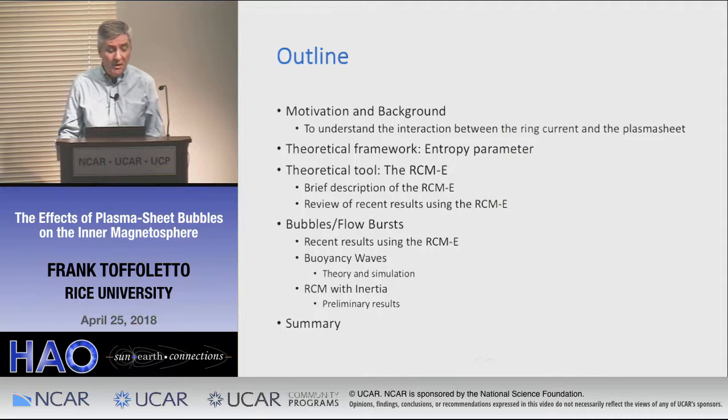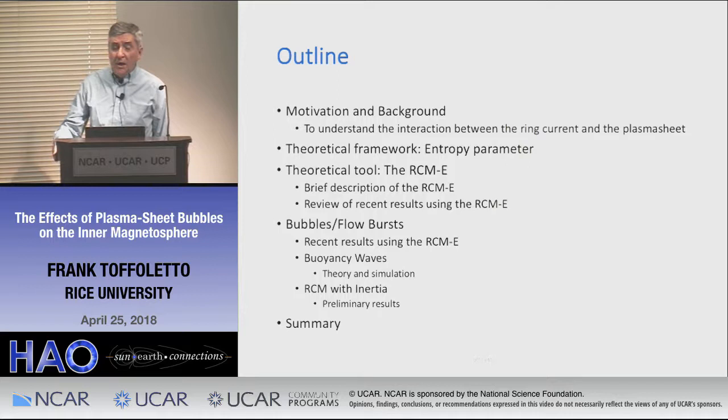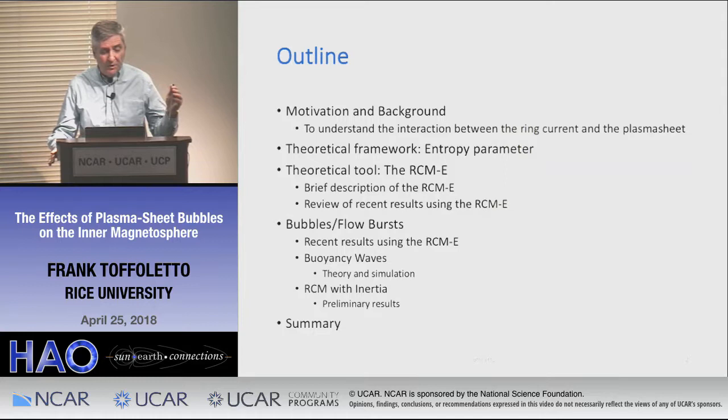Show you some results, what the things it can do and the physics we've been able to get out of it over the last few years. And then launch into some of the work we've been doing more recently. This is the newer stuff, looking at the effects of these bubbles and bursts on several things, including how the inner magnetosphere changes, especially the ring current. Also on these waves that have been observed, these so-called buoyancy waves. And I'll talk a little bit about a new theory that we've recently developed that attempts at least to begin to describe what these things are.